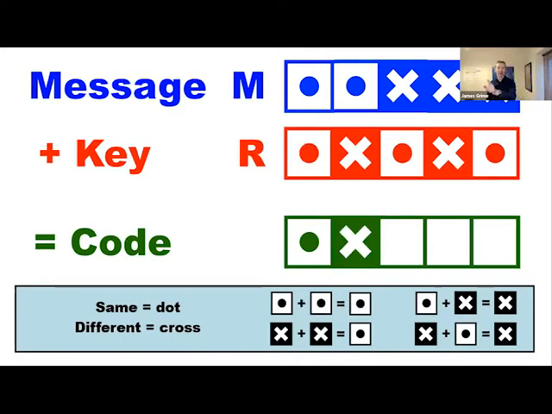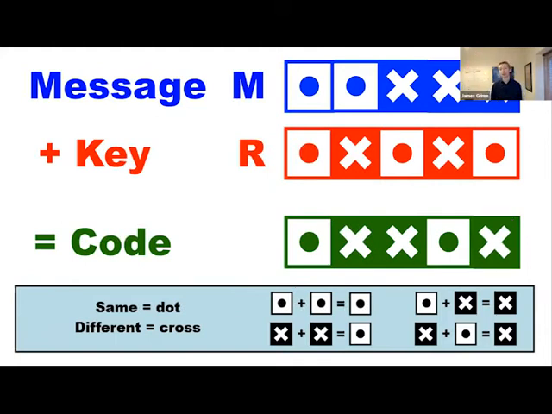Third pair, cross and a dot. They are different, so this code says it's a cross. Fourth pair, cross and a cross. They are the same, so it's a dot. And in the fifth pair, cross and a dot are different, so that makes a cross.